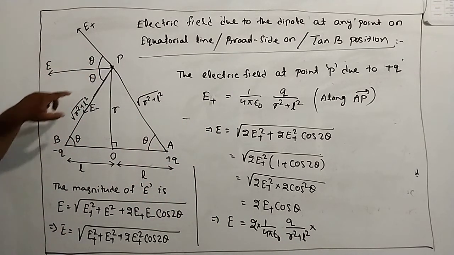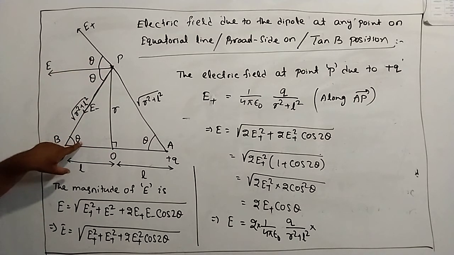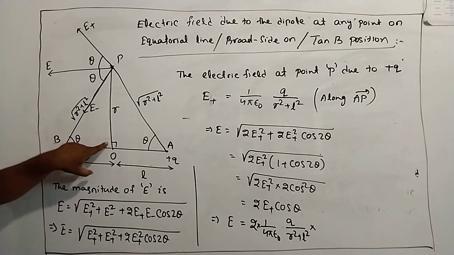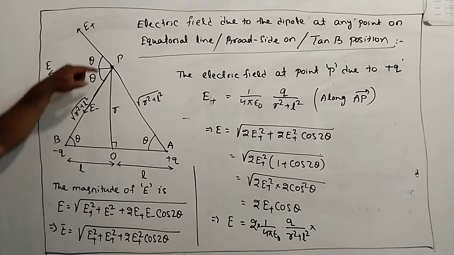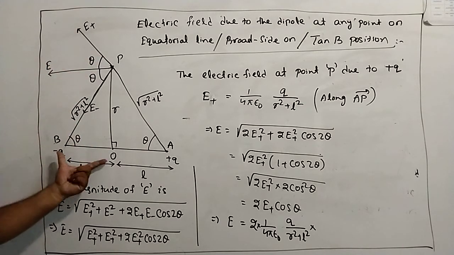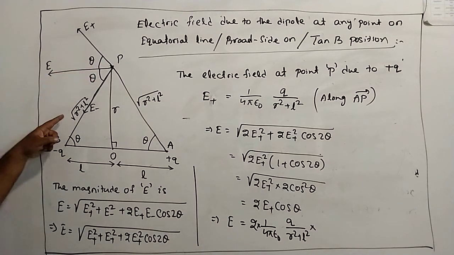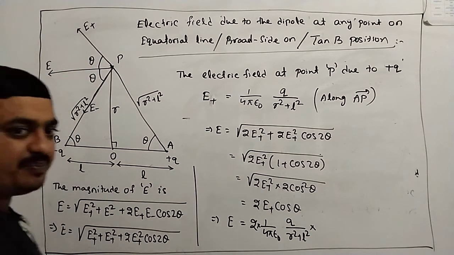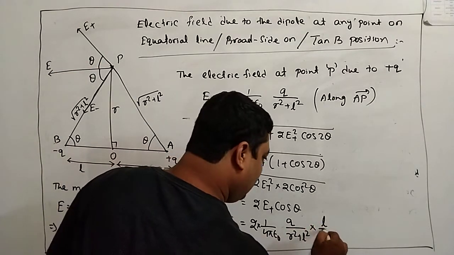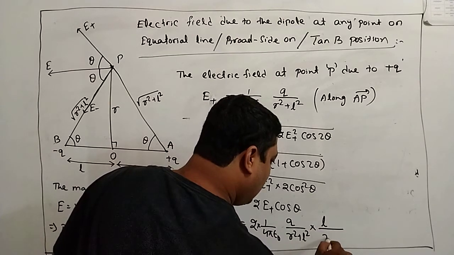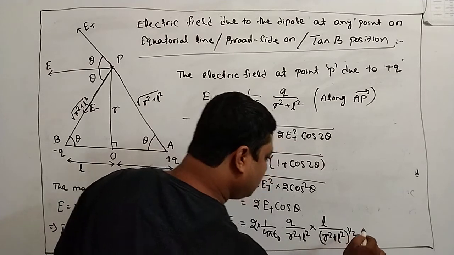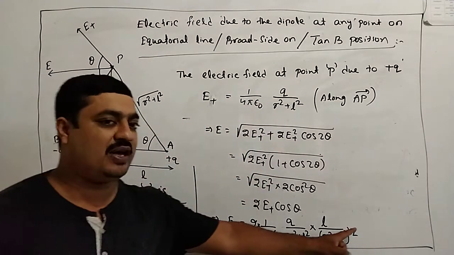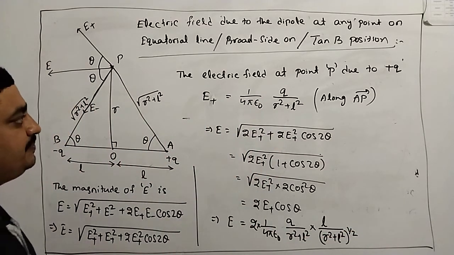Now consider the triangle POB. This angle is θ, this is 90 degrees. So cos θ will be OB divided by PB. OB equals L, PB equals root over of R² + L². So it will be L by root over of R² + L². You can write this as (R² + L²) to the power half.